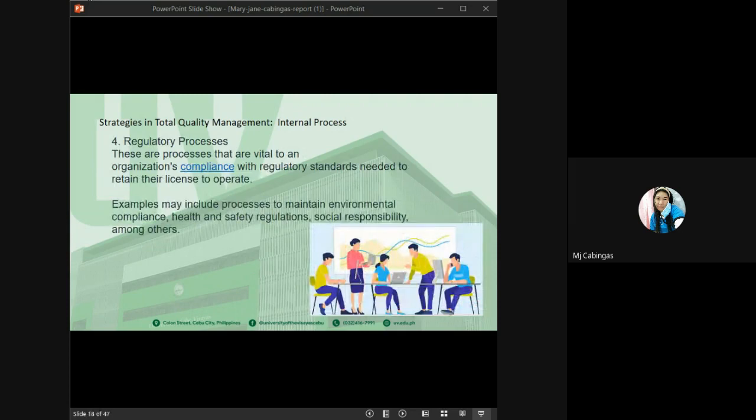Number 4, regulatory processes. These are processes that are vital to an organization's compliance with regulatory standards needed to retain their license to operate. So examples may include processes to maintain environmental compliance, health and safety regulations, social responsibility, and among others. So kani siya, itako lang nato sila unya, kani compliance. But very important jud kayo ni kung sa hospital or bisan asa siguro kaning environmental compliance, health and safety regulations.